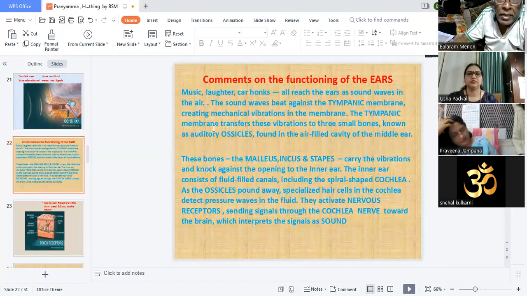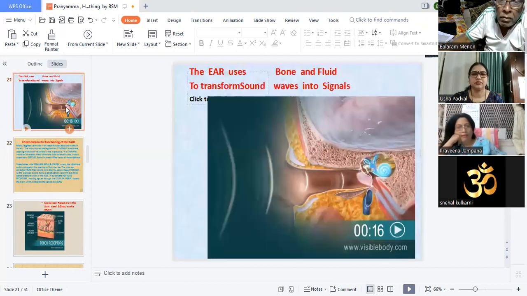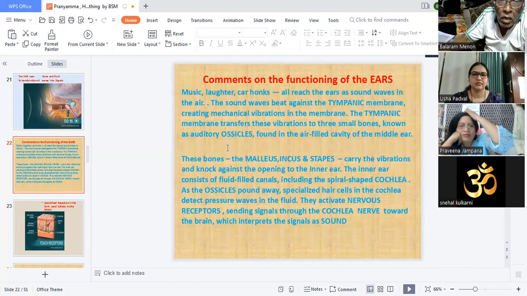The tympanic membrane transfers this vibration to three small bones known as auditory ossicles, found in the air-filled cavity of the middle ear. These bones, the malleus, incus, and the stapes, carry the vibrations and knock against the opening into the inner ear.